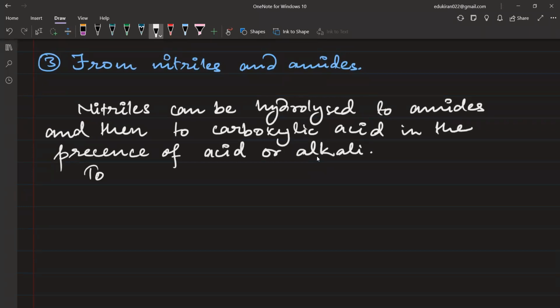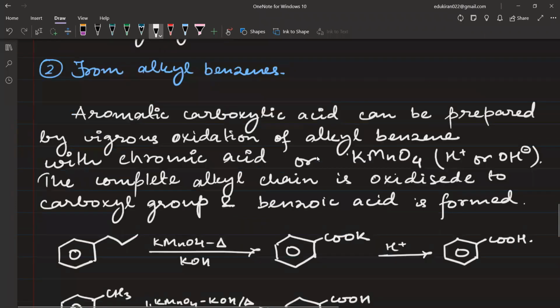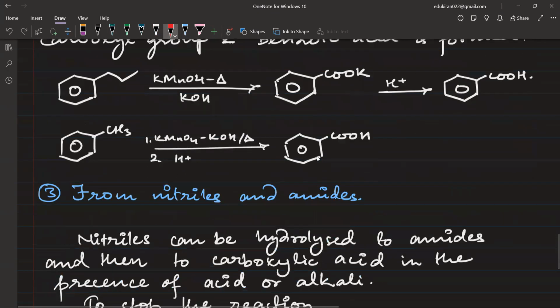Yeah, tell me. So for the previous preparation, only aromatic structures are used? Yeah, only for aromatic, because we are preparing it from alkyl benzenes. Okay, and the substrate is only alkyl benzene.